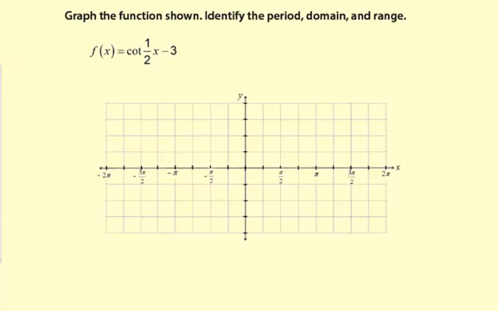Graph the function shown, identify the period, the domain, and the range. So the parent function is f of x equals cotangent x, and then we have two transformations. This first one is a horizontal stretch by 2. And the second one, this minus 3, is down 3.